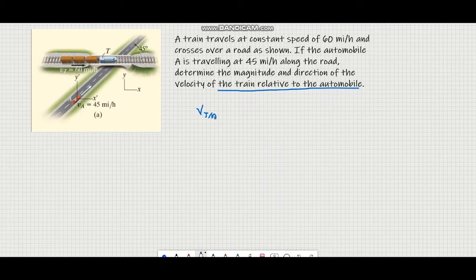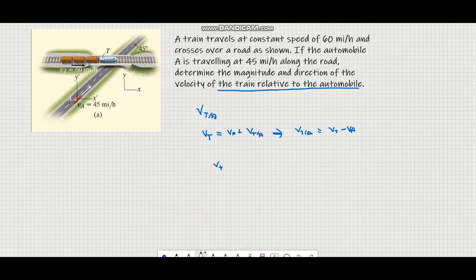And then if we want to set up the equation, we know that the train velocity is equal to the automobile velocity plus the train velocity with respect to the automobile. We want to find the train velocity with respect to the automobile, so that means the train velocity relative to the automobile is equal to the train velocity minus the automobile velocity. Okay, let's define our train velocity and automobile velocity.